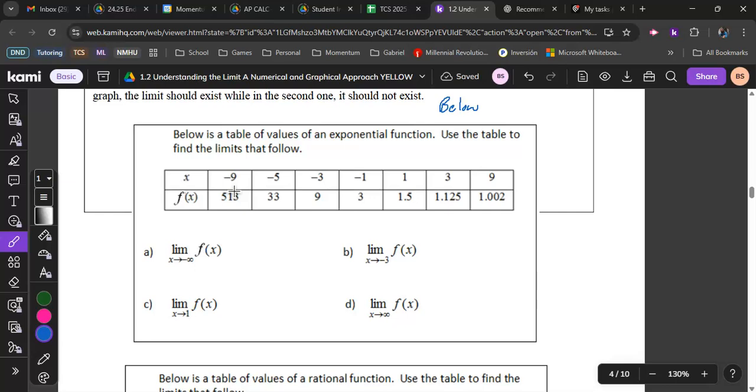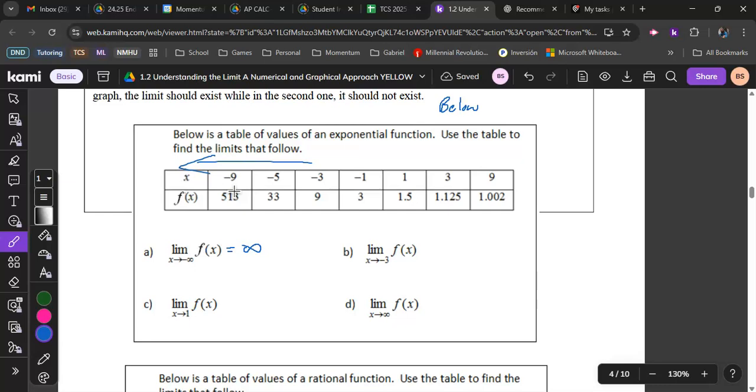Okay, so table questions. I love table questions because they make sure that you guys actually understand what's going on without having a graph. And you can't really construct the graph easily from this either. So if we look at this, the limit as x approaches negative infinity of f of x. Here's our f of x. If we're going to negative infinity, we're going this way, right? What do you think is happening? Where is f of x going to? Positive infinity, right? We look at it, 3, 9, 33, 513. It's going to go to infinity, right? Or at least that's the best that we can say with the information we have. We could be wrong, but that's probably what's going on.